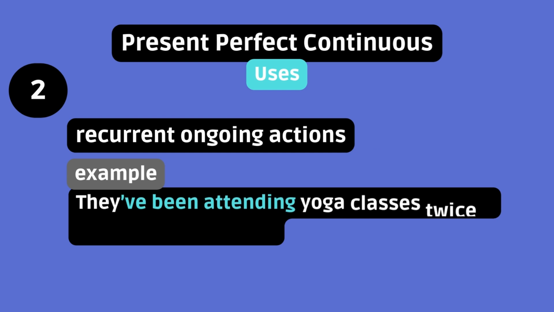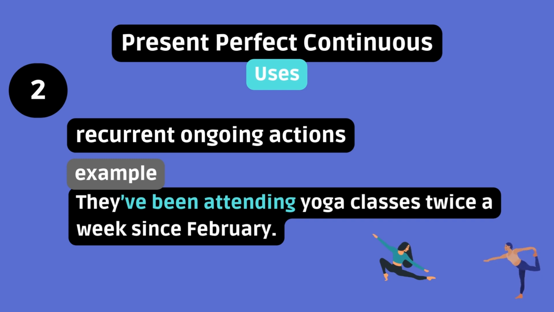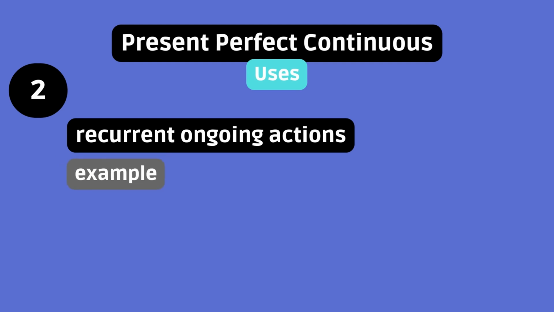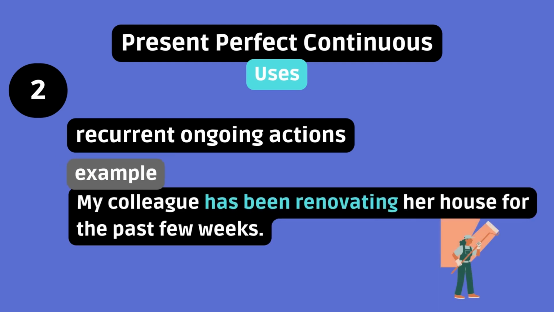Example: they've been attending yoga classes twice a week since February. Attending the yoga classes started in the past and is expected to continue. It's not continuous per se. How long can someone practice yoga? However, the frequency of the action is continuous. My colleague has been renovating her house for the past few weeks. Renovating started in the past and continues to this day. Obviously, we don't expect the colleague to be constantly renovating the house, but rather we understand that the renovations are a work in progress up to now.